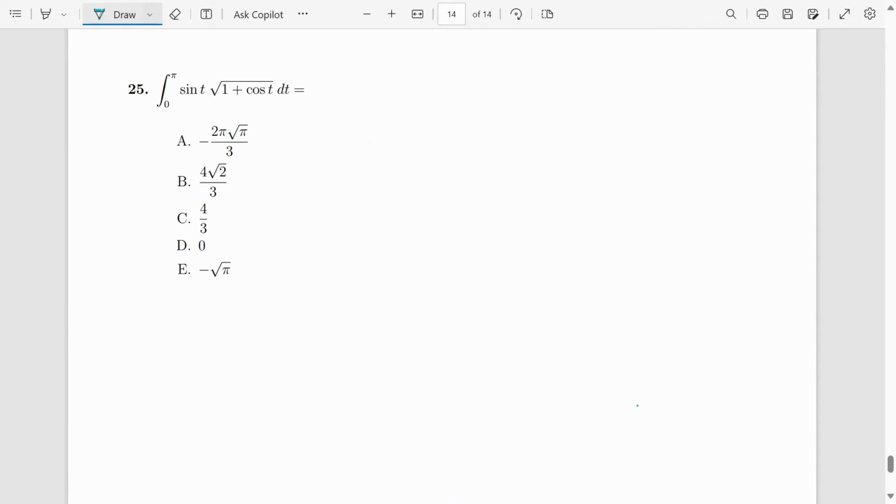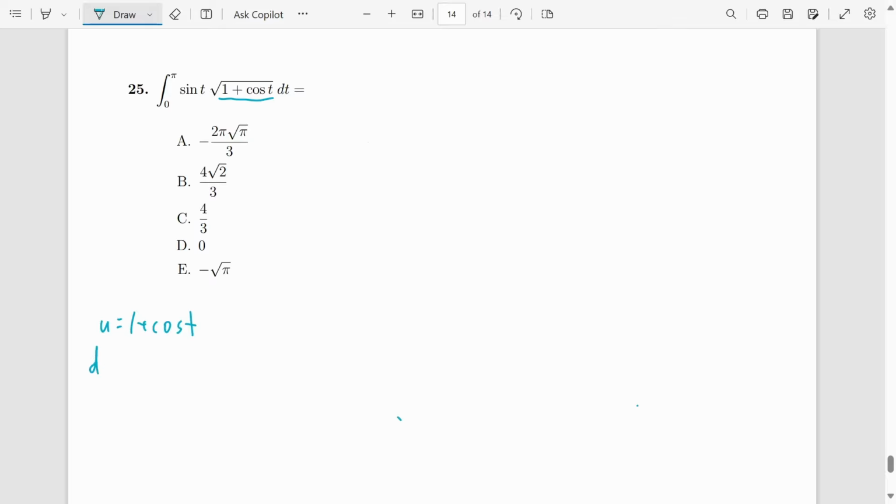Question 25. You've made it. We have an integral from 0 to pi of sine of t times the square root of 1 plus cosine of t. So I think we can instantly start off with some u substitution. I think good things will happen if we set our u equal to 1 plus cosine of t. Usually your u has a bunch of added stuff on top of it. Like in this case, we have this square root on the outside. So I think our good choice for u will be the thing that's on the inside. So u equals 1 plus cosine of t.